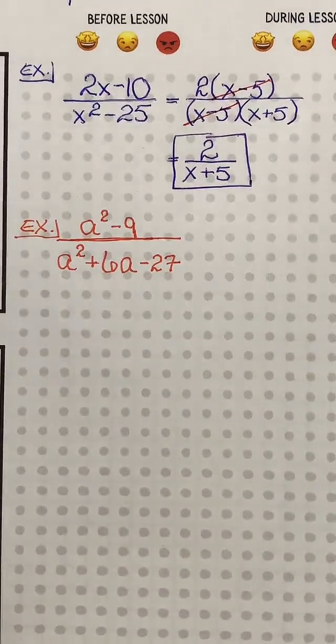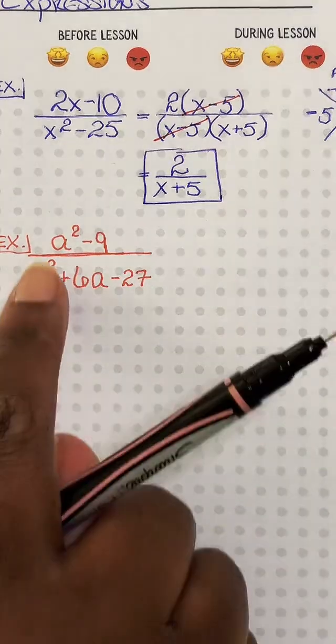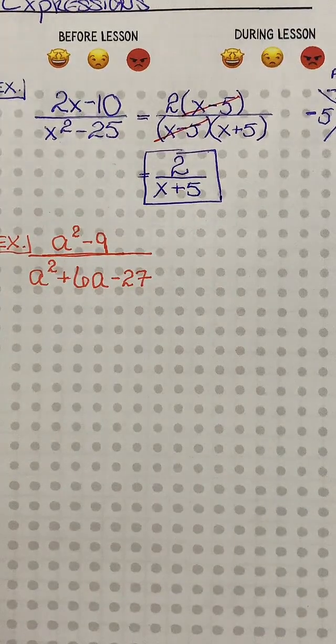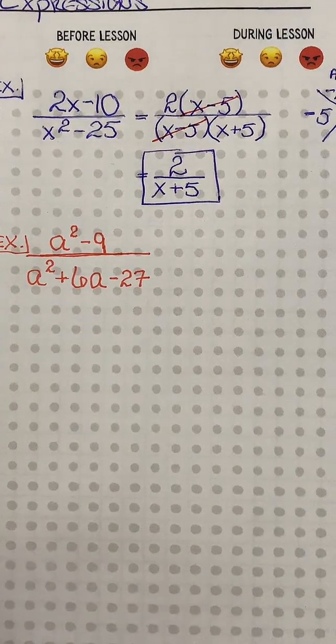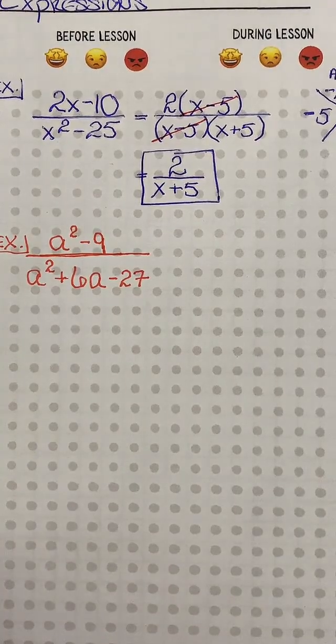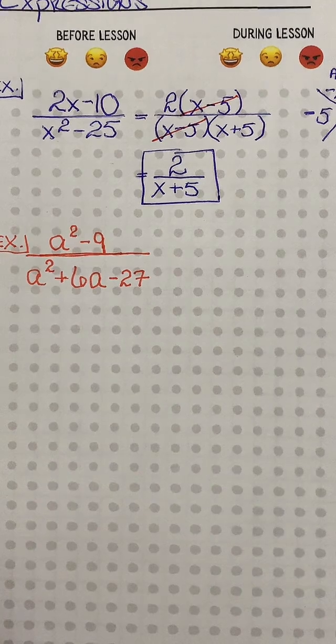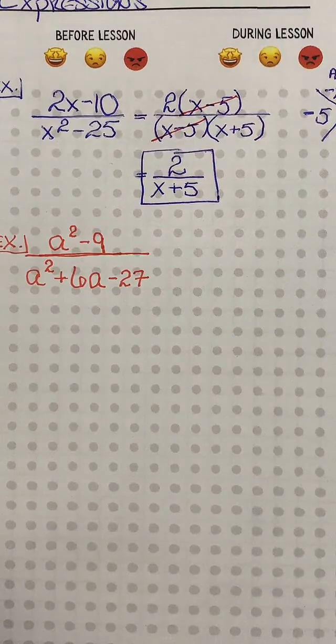Same thing is happening with our numerator. What would I get when I break down our numerator? That's a squared minus 9.